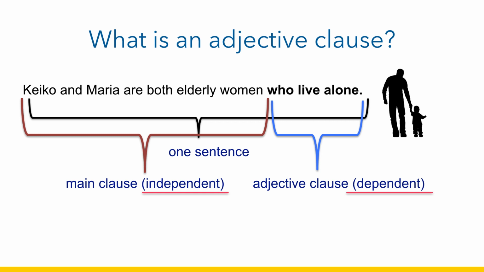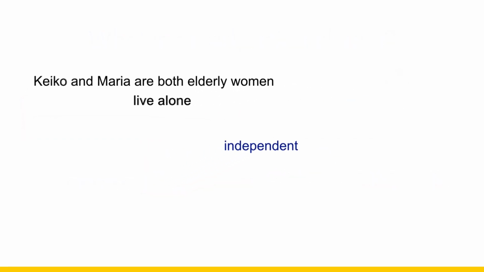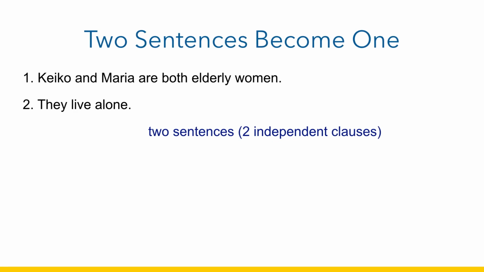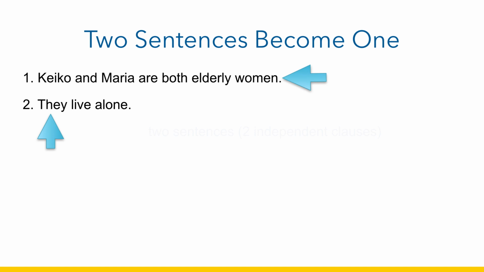Let's see that one more time. We will split these sentences up into two. Keiko and Maria are both elderly women. They live alone. We have two complete sentences, or two independent clauses. They refers to women. We have something in common here between these two sentences.